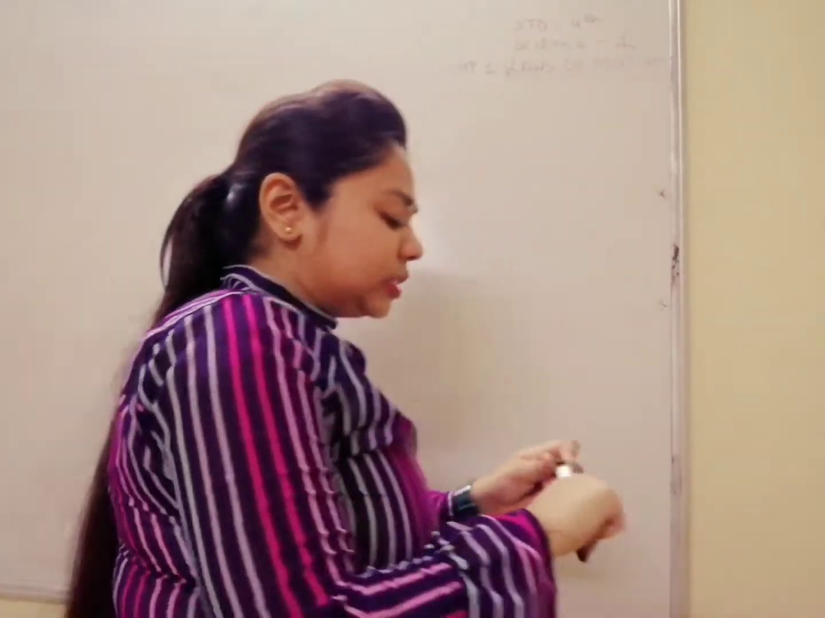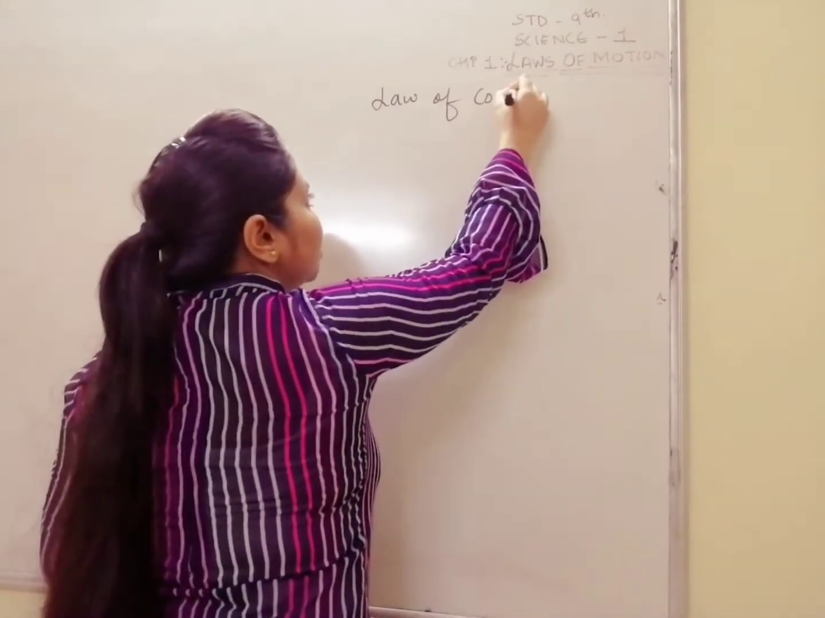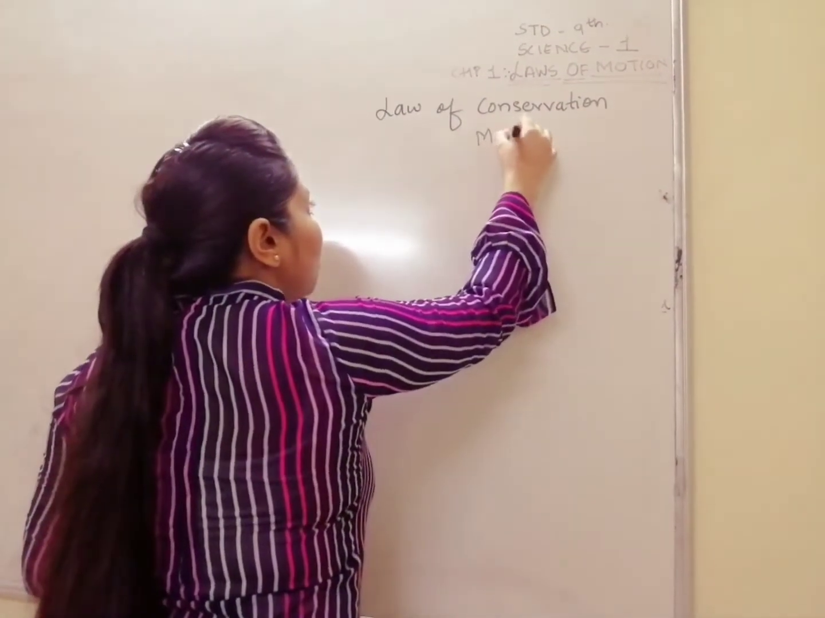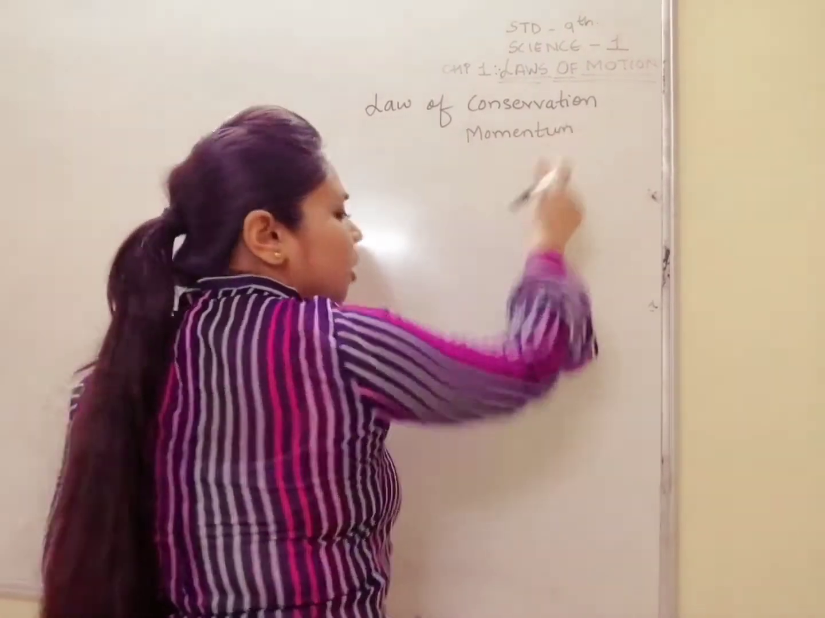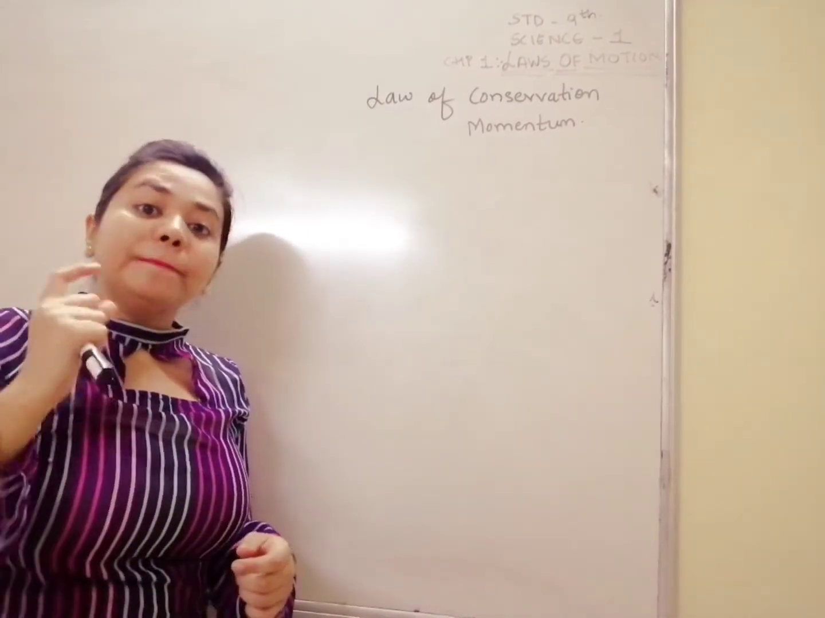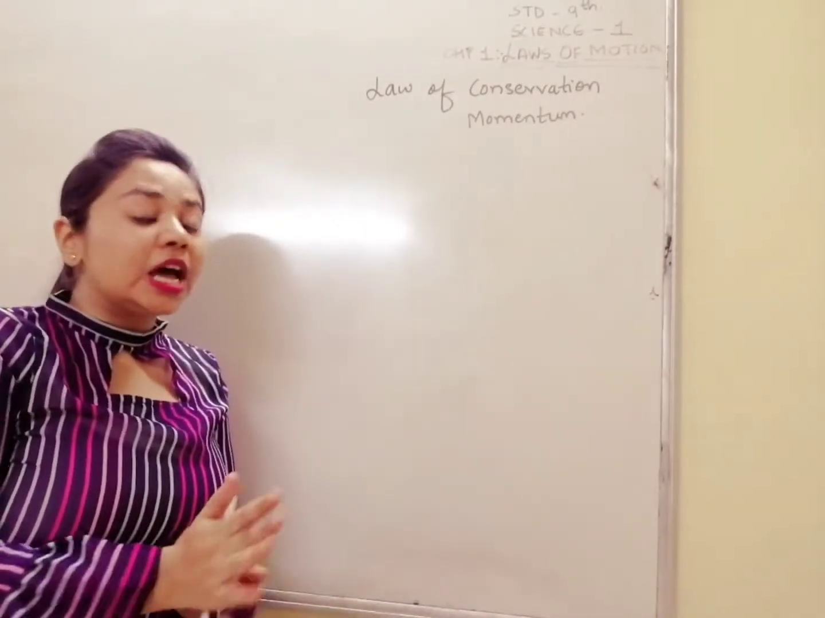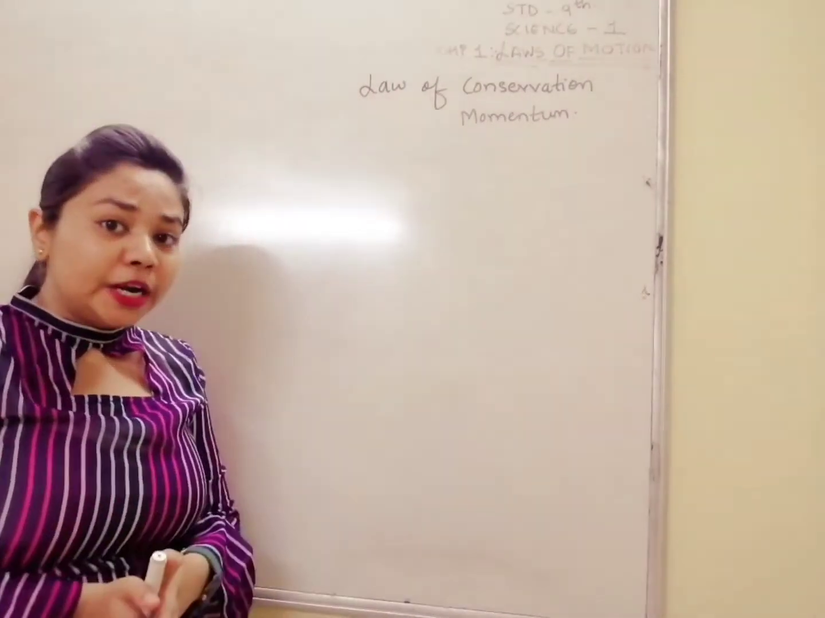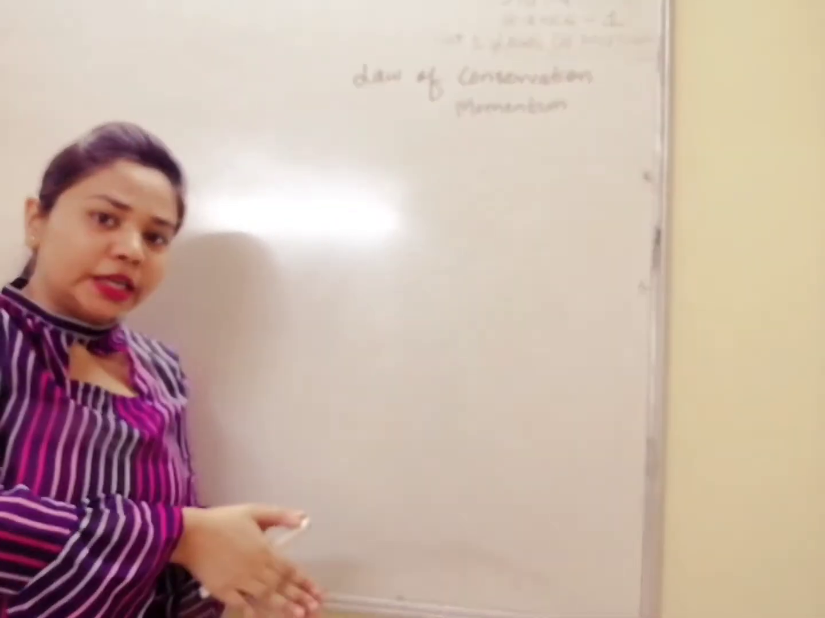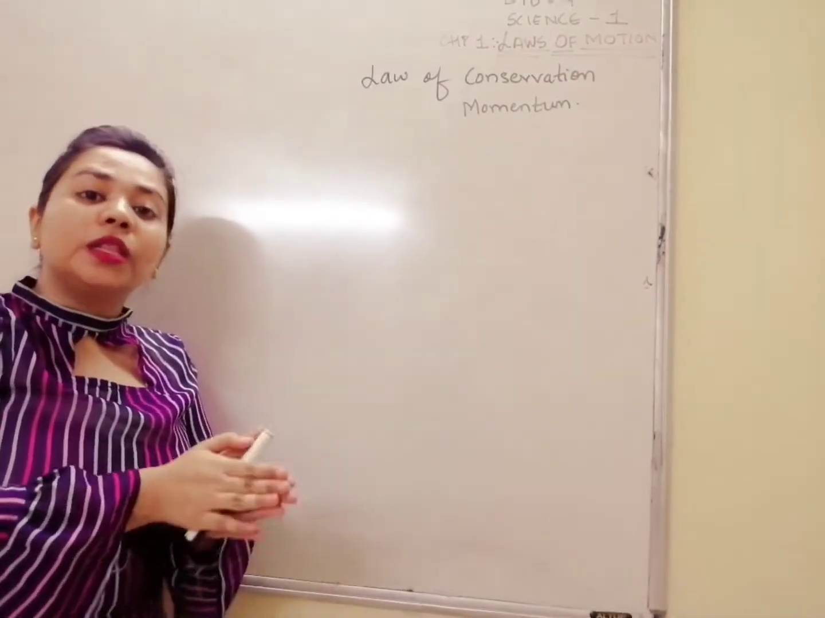Now moving on to the next part of the chapter, that is the law of conservation of momentum. What is it? Now we studied momentum. What was it? Mass into velocity. And rate of change of momentum was ma. Now law of conservation of mass तो हमने सुना है. What is it? Mass can never be created nor be destroyed. It remains the same in the universe. Same for momentum. Momentum can neither be created nor be destroyed, it remains the same in the universe.